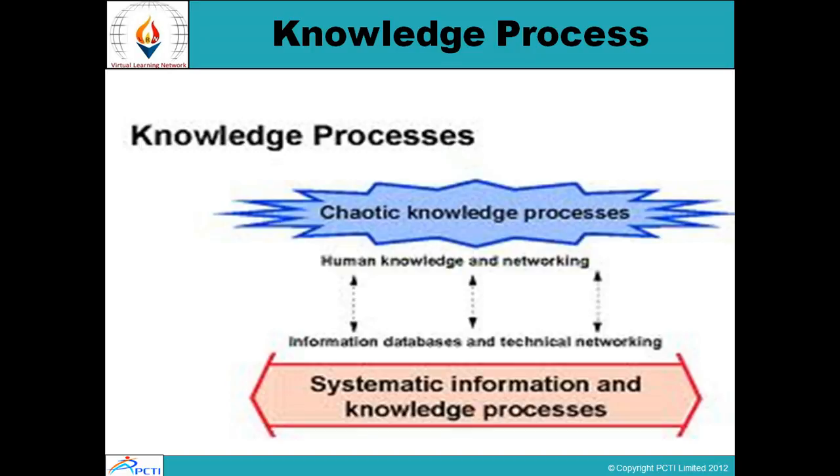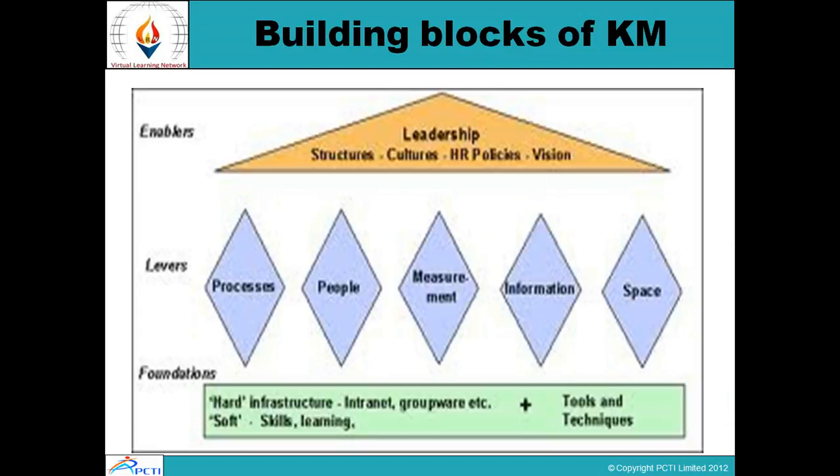Knowledge process. Knowledge process is basically a very chaotic process because it involves human knowledge and networking. And when we talk about the human knowledge, it involves the exchange of information which is stored inside the databases. And when we talk about the networking, it involves the technical networking. So there must be proper systematic information and knowledge process between the human knowledge and networking and information databases and technical networking, because ultimately this gives rise to the knowledge process, right?